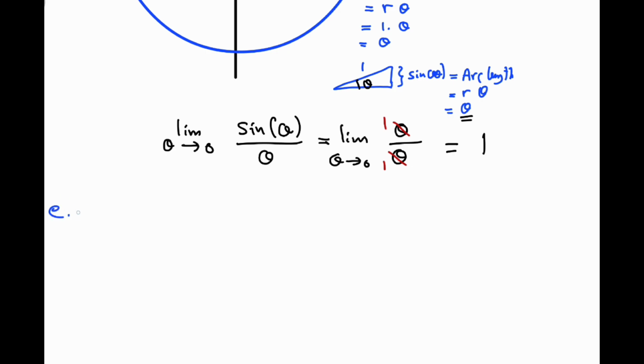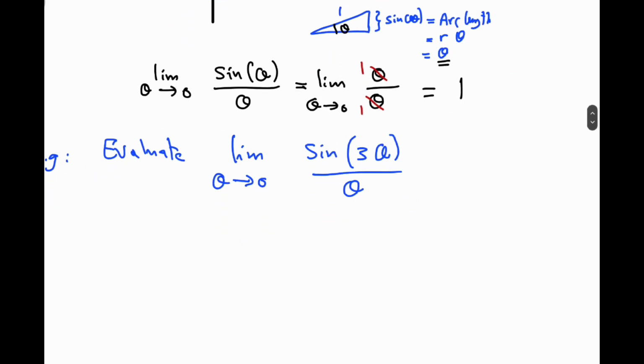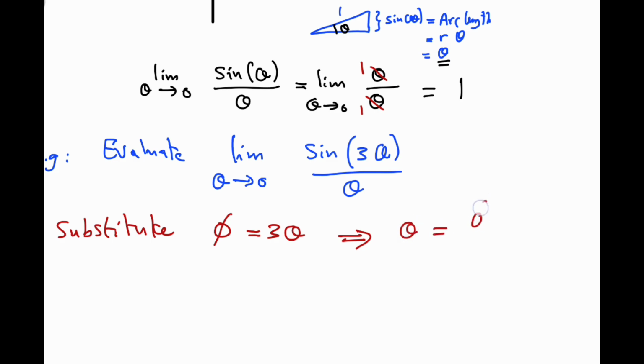Consider now the following example. Let's evaluate the limit as theta approaches 0 of sine 3 theta divided by theta. How do we do that? We can use the idea of substitution first. Let phi equal 3 theta. In this case, we have theta equal to phi divided by 3. Now, when theta approaches 0, it's clear that phi also approaches 0, since 3 times 0 is 0.